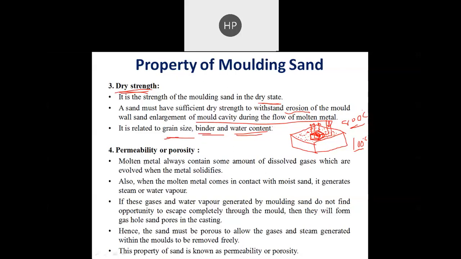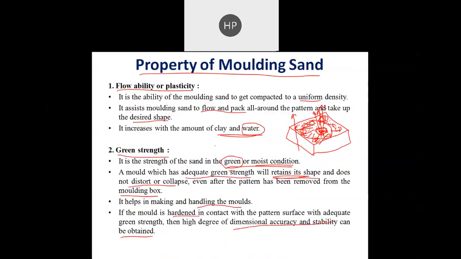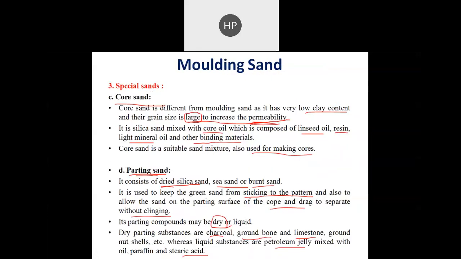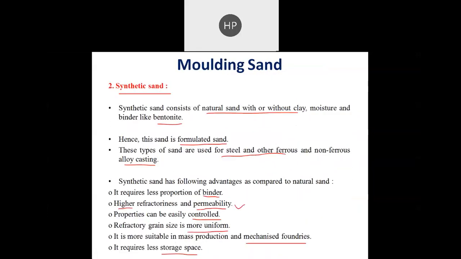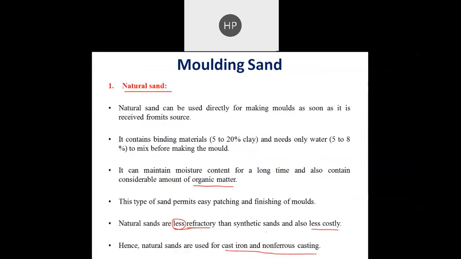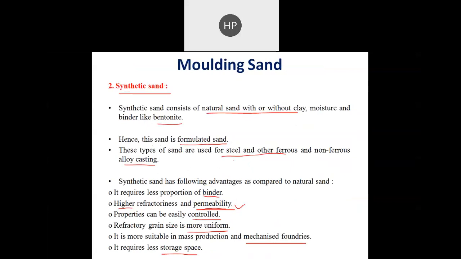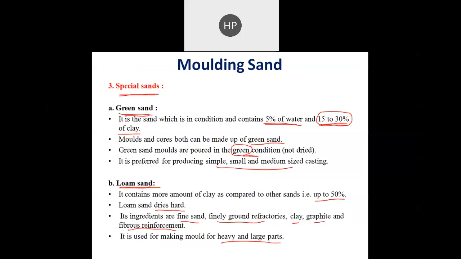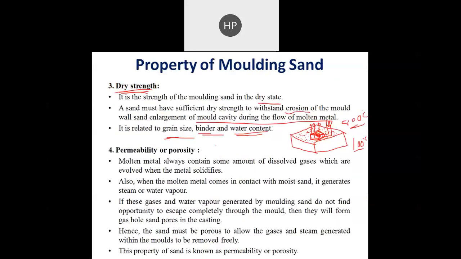Then this one is the permeability. We have used this word here, permeability. So what is that permeability? Here we have seen it for natural sands. So what does permeability mean? The permeability is also known as porosity.